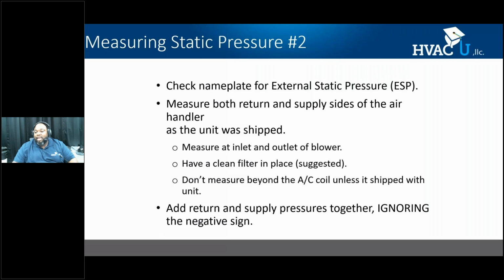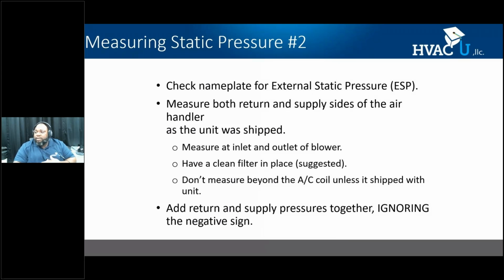If you don't have that capability, you can simply take the return side and the supply side and add those two readings together. When you add them together, it's the only function in math that I know of where you can ignore the negative sign. So whatever readings you get, just add them together, and that is your external static pressure.